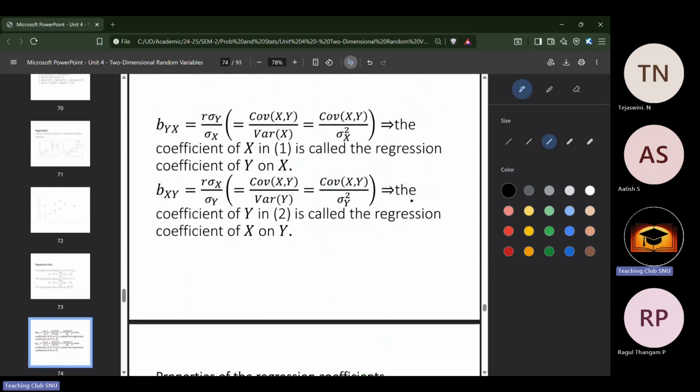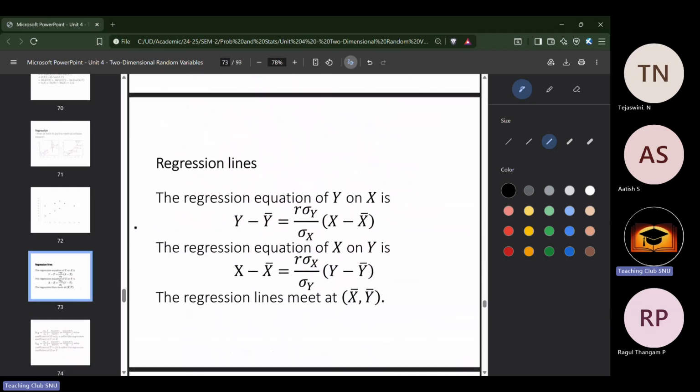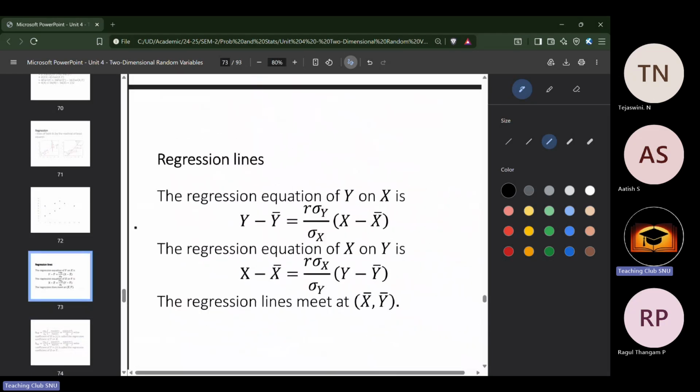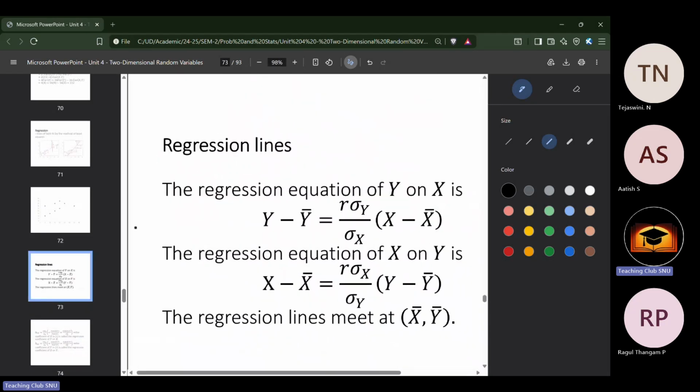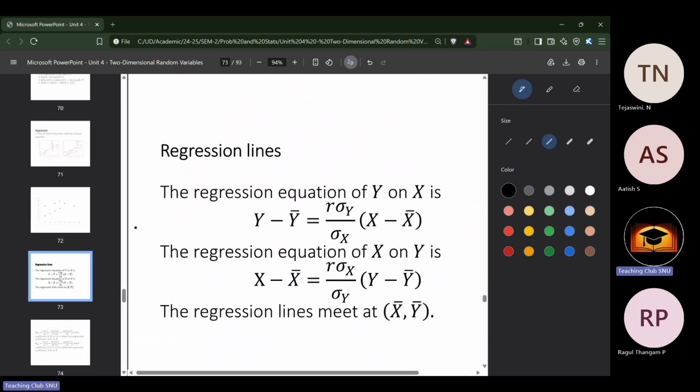Interesting one. So regression lines, that's the last concept here. Regression lines are also easier. So how do you do this? The regression equation of y on x, the regression equation of x on y, right? The regression equation of y on x is similar to y is equal to mx plus c. Generally, when you construct a line, this is how you construct it: y minus y bar is equal to m into x minus x bar. Remember, we learned it in the straight lines chapter in 11th or 12th.